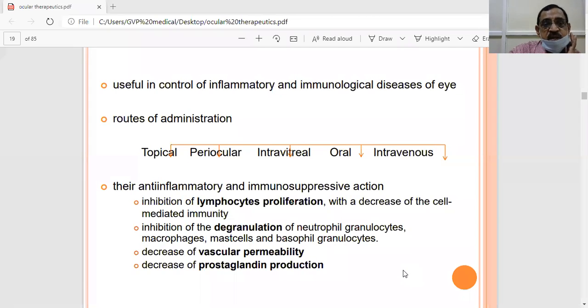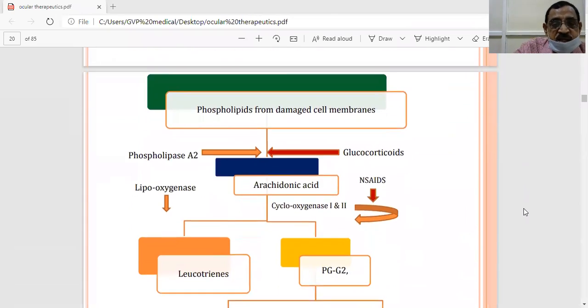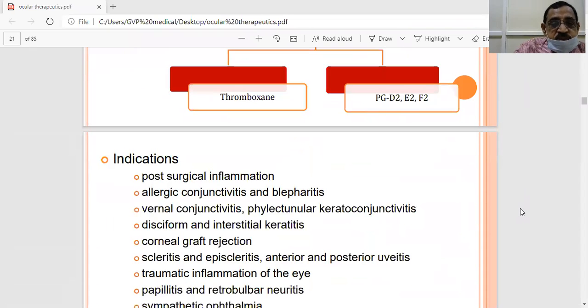It also decreases vascular permeability and decreases prostaglandin production. So that's how corticosteroids act. This also is not needed.